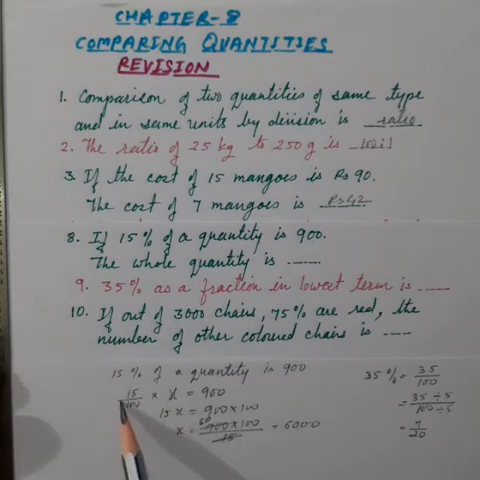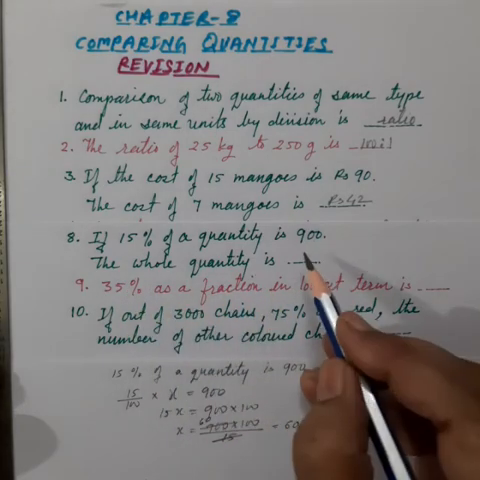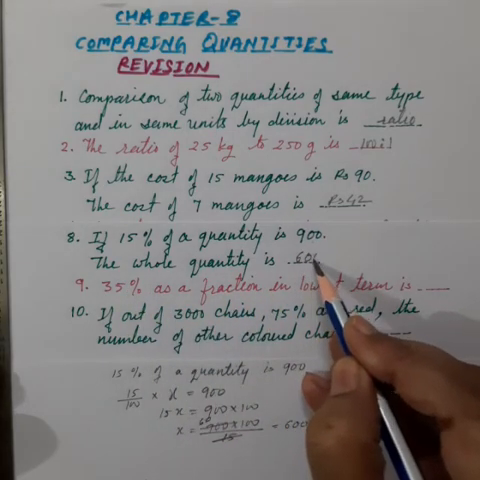So this part we have to take on the right hand side. The 100 from the denominator here, take it to the numerator on the right hand side, and 15 to the denominator on the right hand side. Now solve this. 15 ones are 15 and 15 60s are 900, and 60 into 100 is 6000. So the whole quantity here is 6000.